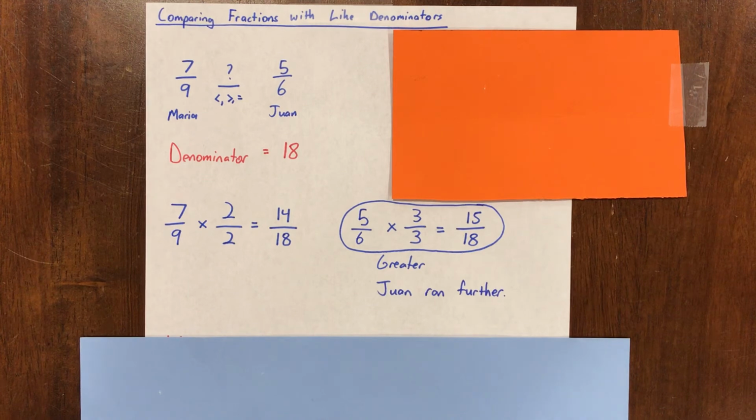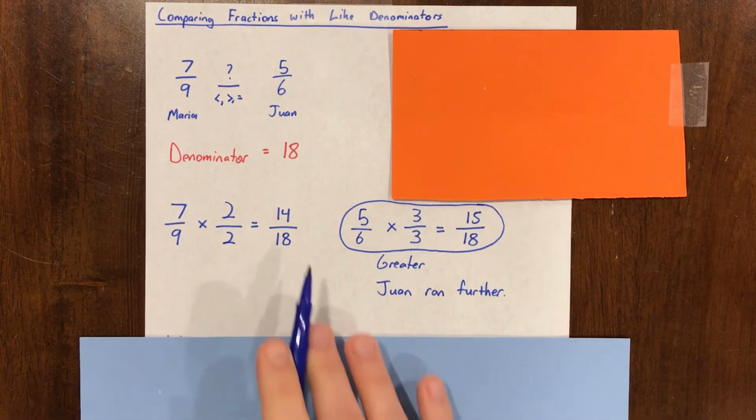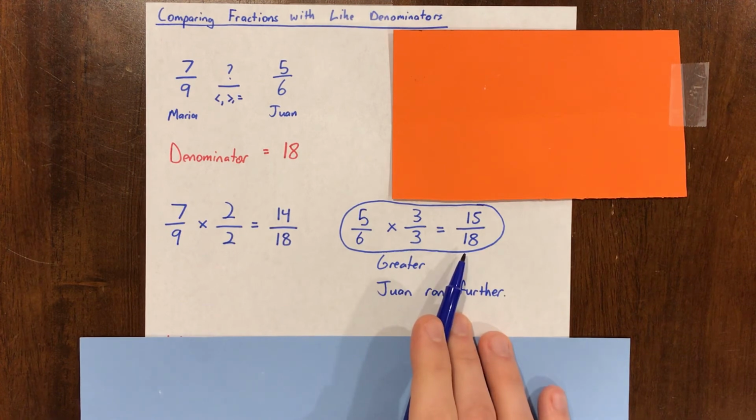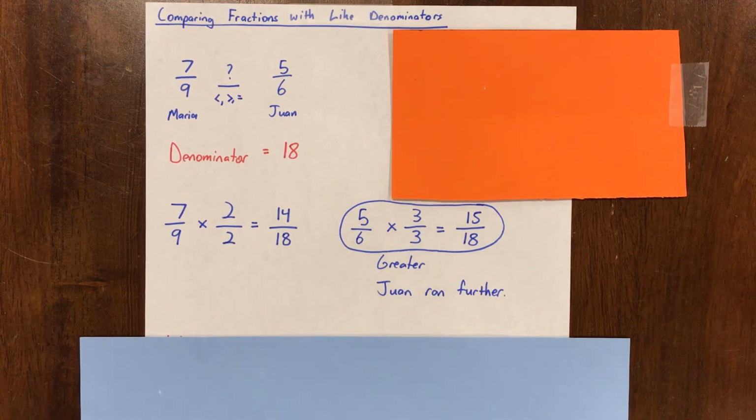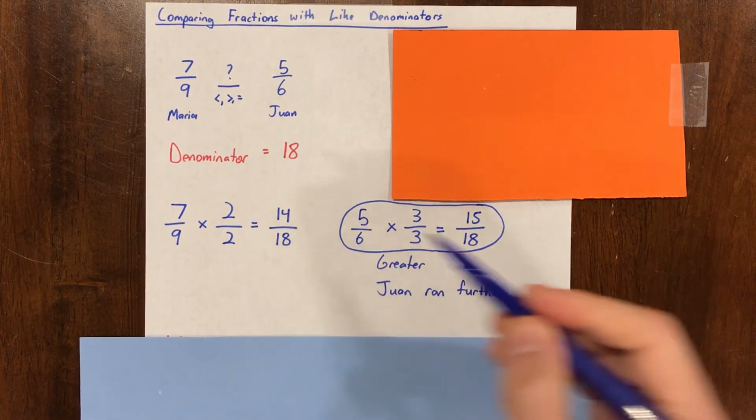Okay, great. So I'm curious, why was it helpful to rename our fractions so that they had the same denominator before we tried to compare them? Say it out loud. Right. It's helpful because when fractions have the same denominator, then we know they have the same total number of parts.